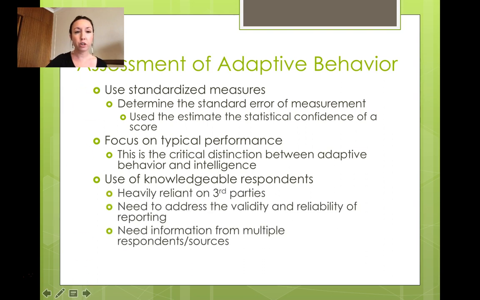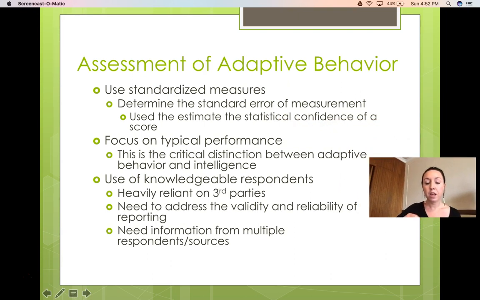You want to make sure that you are getting information from the individual themselves, but they may not be the best reporter of their adaptive behavior. So it's heavily reliant on third parties, so family members, caregivers, people that know the individuals really well, and making sure that those people are valid and reliable reporters so they can appropriately report on an individual's level of performance. So it's really helpful to get information from multiple people and from multiple sources.